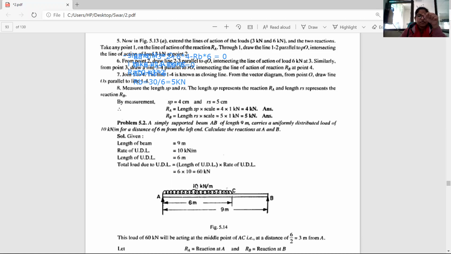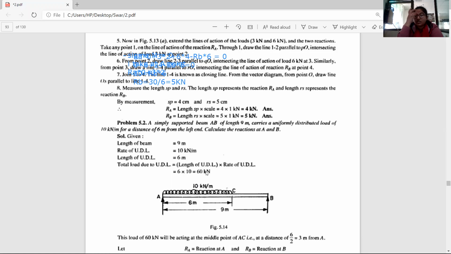That means on the midpoint of this length. So if my value of this length is 6 meter, then my value of where my point load is applied is 6 by 2, which is 3 meter from A. From this A point, 3 meter away my point load will be applied. And the intensity of point load is 60 kilonewton.